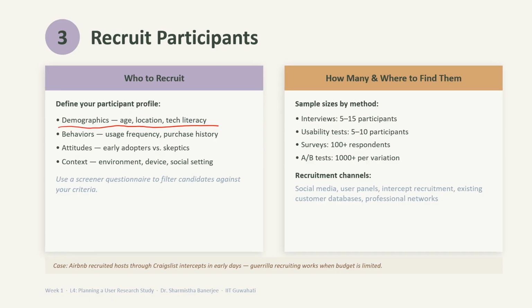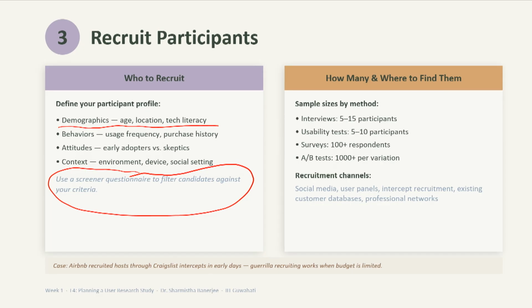You have to look at different kinds of context. So what environment the product will be used in, what kind of devices are going to be used in conjunction with it, what kind of social setting it is going to be used in. So in order to do this, you can always have a screener questionnaire which filters the candidates against the criteria which are important, and then you get the right kind of participants.